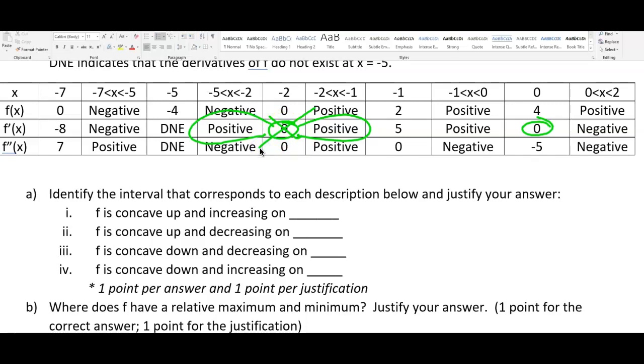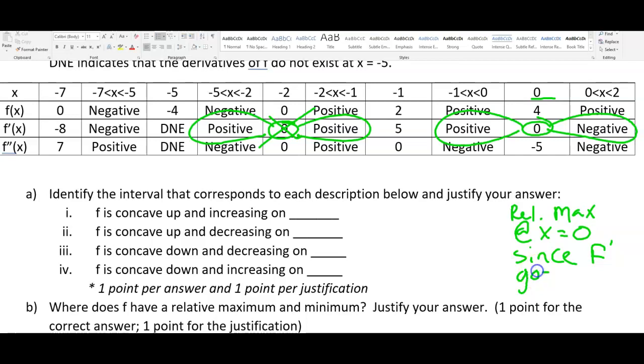Let's take a look at the last one. The last one goes from a positive slope to a negative slope. So we would say we have a relative max at x equals 0 since f prime goes from positive to negative at that point. I'll just put x equals 0.